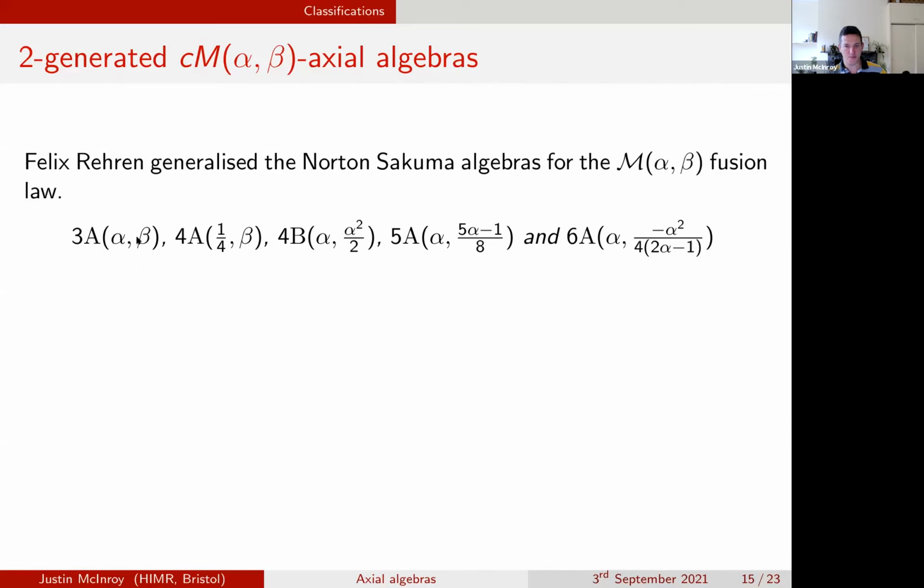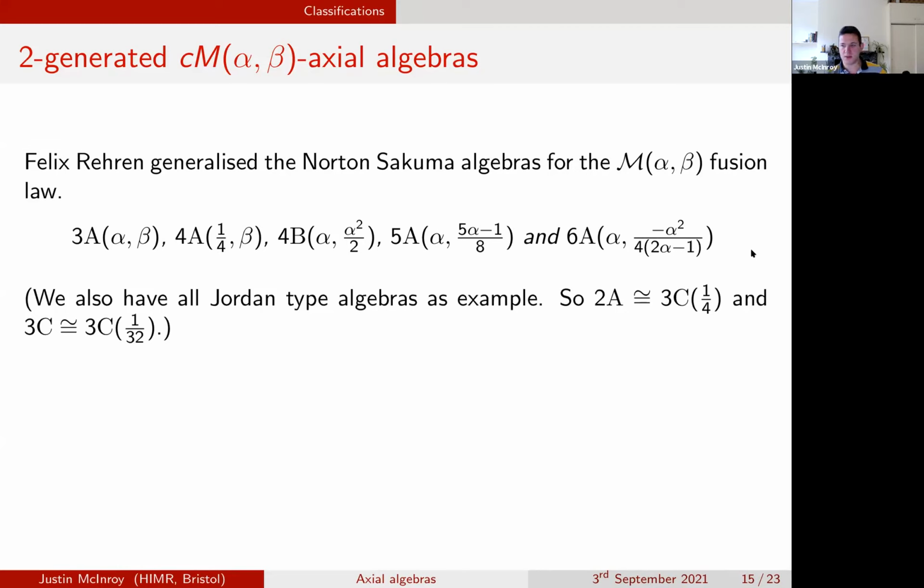So in this first one, almost any alpha and beta give you an algebra. In this second one, alpha has to be a quarter, but you're allowed any value of beta, and so on. Also, all Jordan type algebras are examples. Remember we said before, Jordan type algebras are examples of monster type algebras because the fusion law is contained in the other. And this 2A example is actually a Matsuo algebra with eta being a quarter.